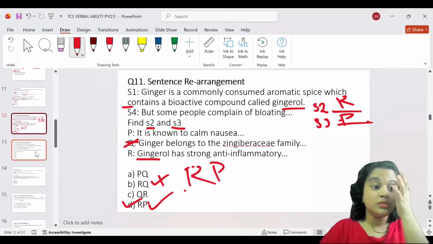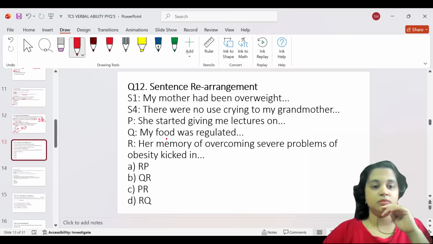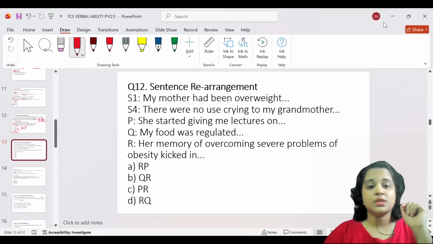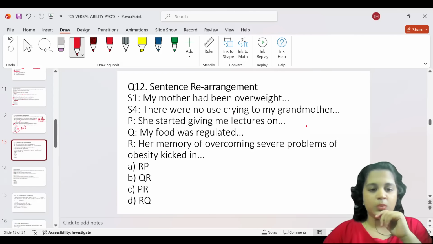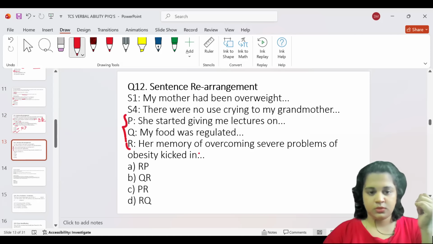Let us go and do the 13th question. This is again a sentence rearrangement question. S1: My mother had been overweight. S4: She started giving me lectures on her weight. There were no use crying to my grandmother. It has to be completed. S1 and S4 are provided, P, Q, and R are the options, and we'll have to choose S2 and S3, which are going to come in between.